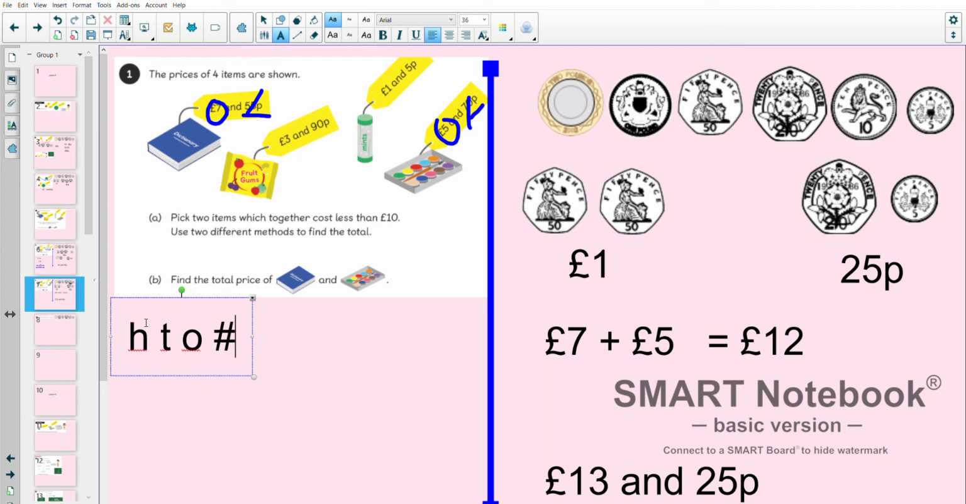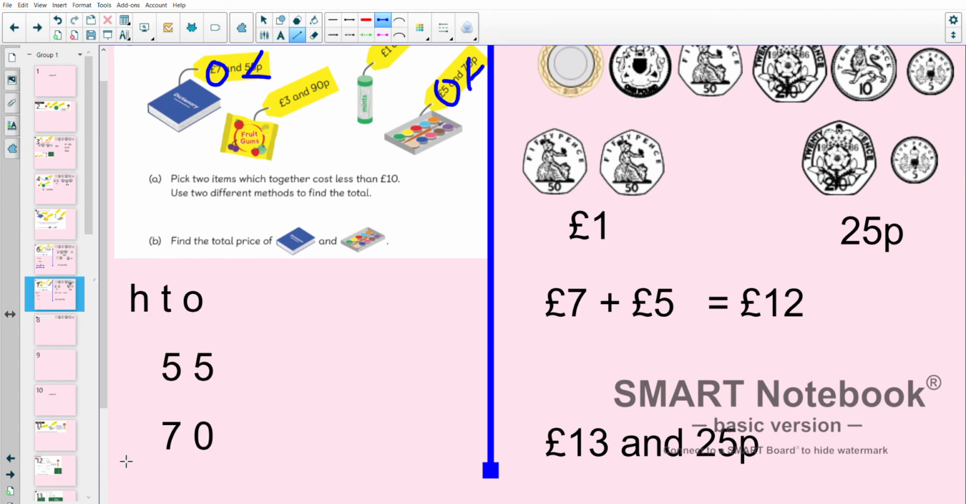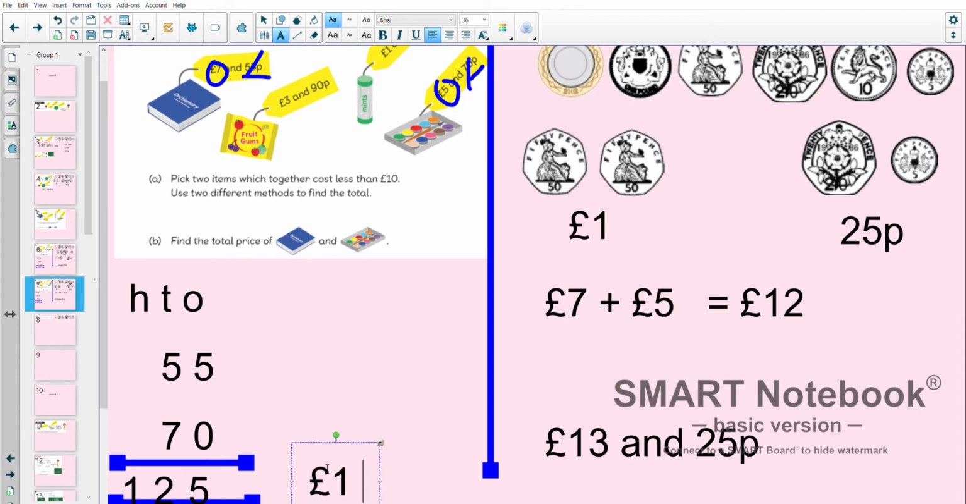Hundreds, tens and ones column. I'm adding the pence first. So I've got 55 pence and 70 pence. I draw a little line under that. I'm going to do the compact method. Add the ones together and I get 5 ones. Add the tens together, 5 tens add 7 tens is 12 tens. 12 tens is the same as 120. So I get 125, which I know is the same as £1 and 25 pence.